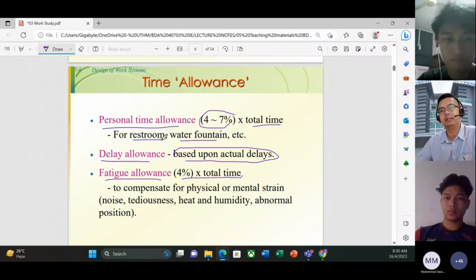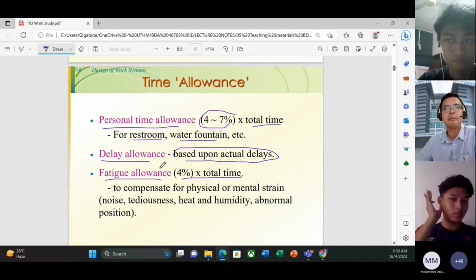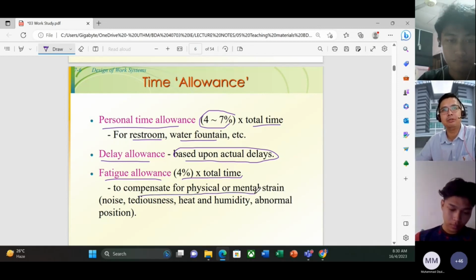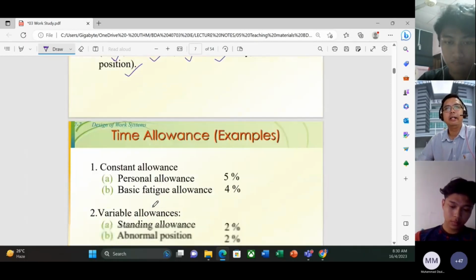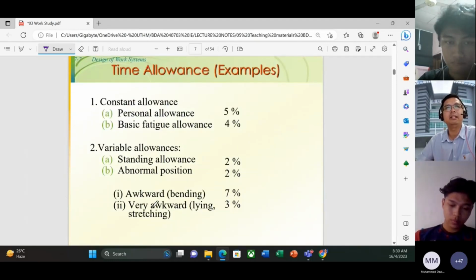Don't worry about these things. In the question they give you directly the time allowance or delay allowance or fatigue allowance. But you have to know how we calculate the fatigue allowance, personal time, and also delay. Fatigue allowance compensates for the physical or mental strains such as noise, lateness, heat, humidity, abnormal positions. And then we also have the example.